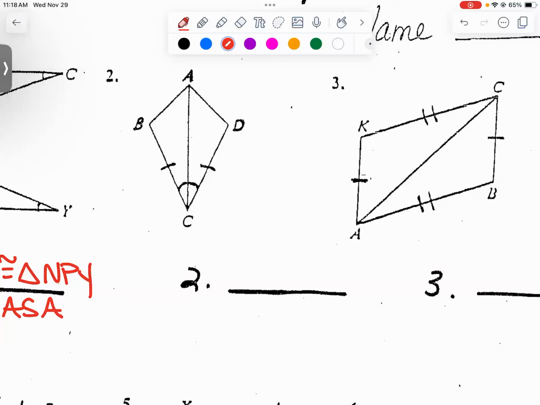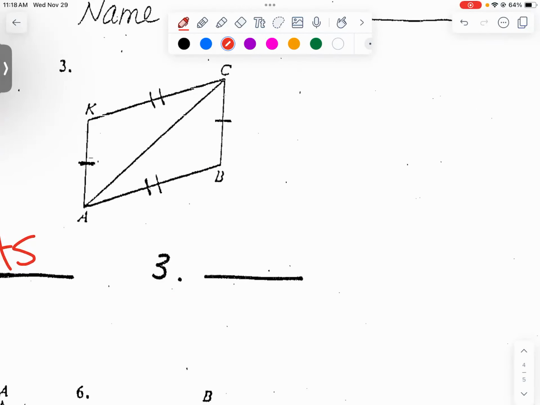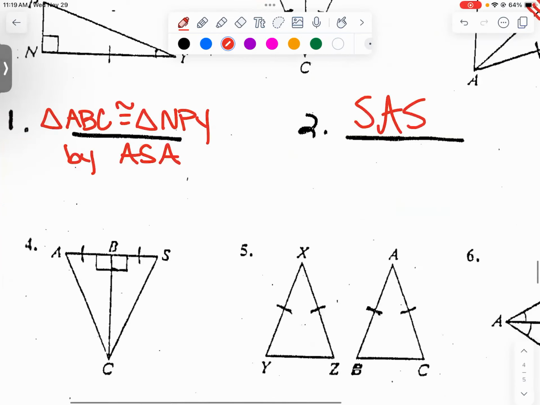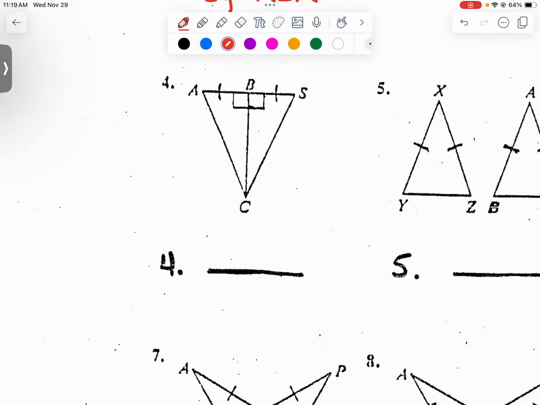Okay, number 2 is congruent by what? Side, side, angle. Okay, because we have this reflexive property right here, right? Okay, number 3. Side. All right, what about this guy? Side angle. Oh, side angle.